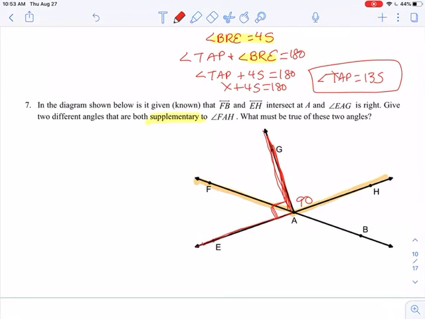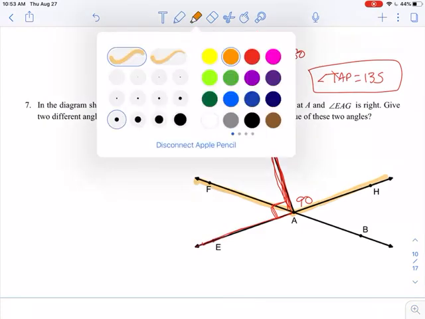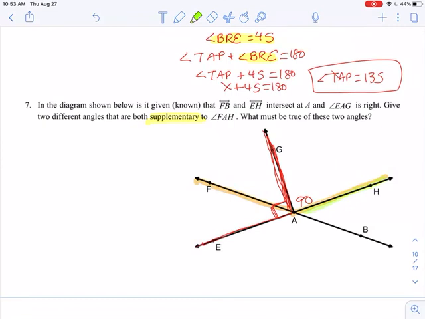So an angle that's supplementary to FAH is HAB, the one right next to it. So FAH, let me get another color right here. Let's get green. The green one and the orange one together are supplementary. How do I know that? Because they form a line. And if they form a line, that has to be 180 degrees. So angle FAH and angle HAB, okay, are supplementary.